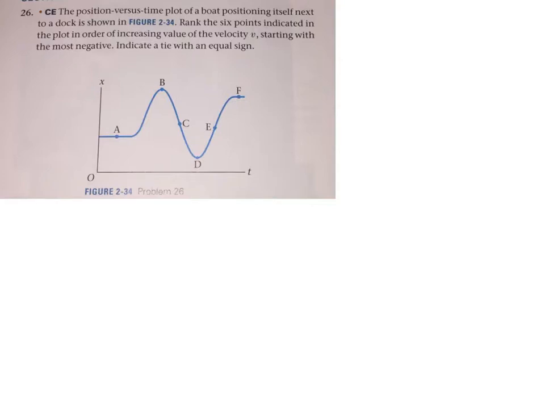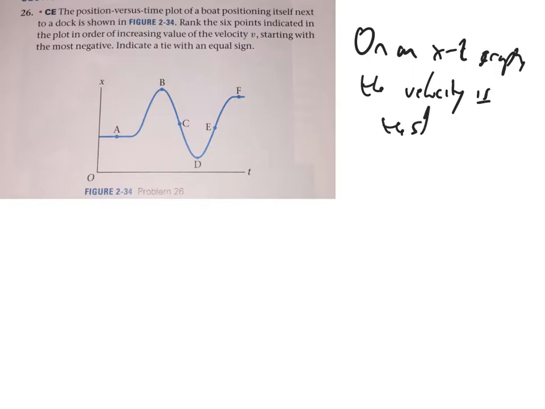So what we want to use here is the idea that on an x-t graph, the velocity is the slope of the tangent line. So we'll just want to see what the slopes look like. So we have over here at A, that's the tangent line, horizontal. At B, it's horizontal. At D, it's horizontal. And at F, it's horizontal.